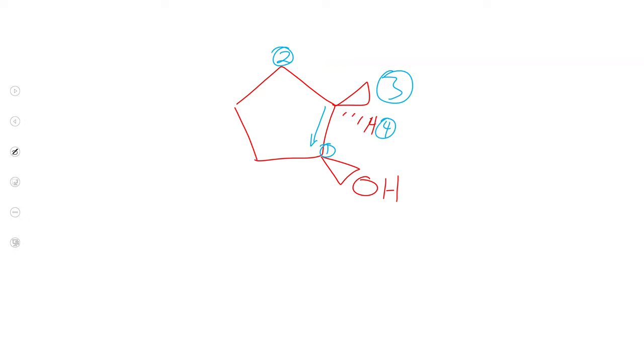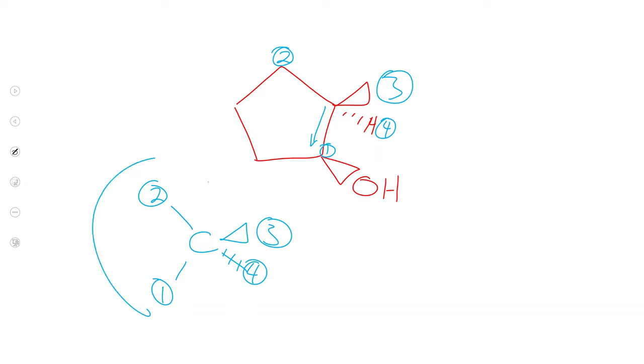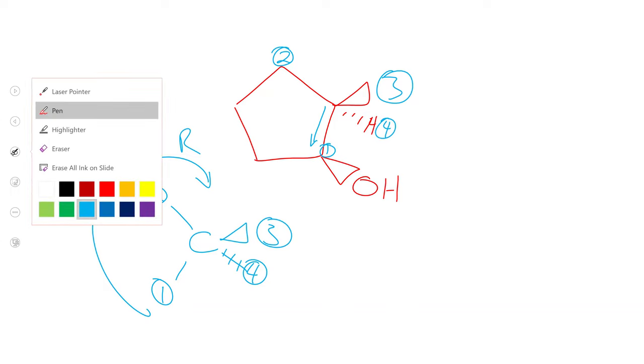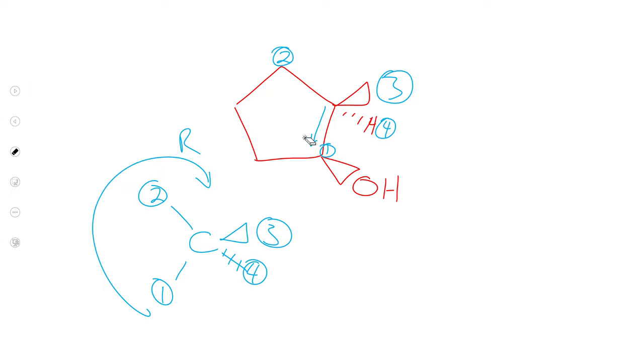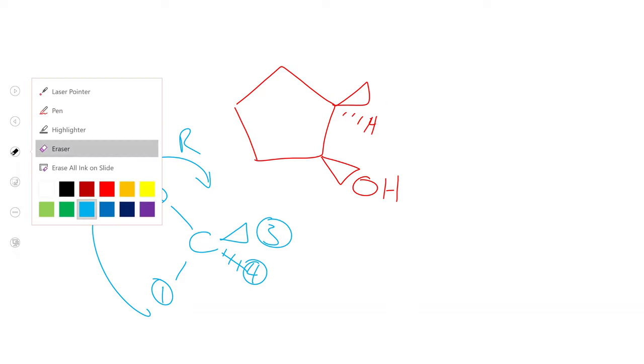So I'm going to just redraw it the way it is and then worry about rotating. And that's the other trick: don't try to rotate and redraw at the same time. Right. So four is already to the back, so we don't need to do anything with that one. One, two, three. This is R. The top stereo center is R. So I'm going to erase the priority and just write R on that.